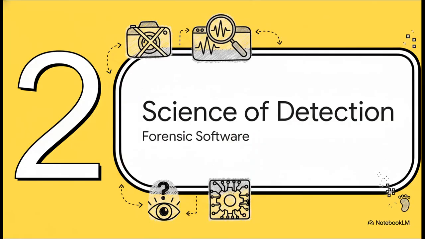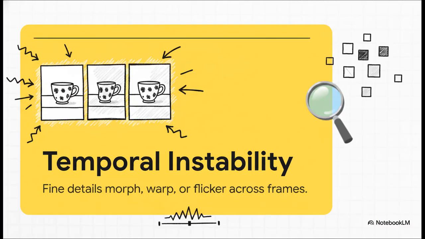All right, Part 2, the science of detection and forensic software. So what if the overall vibe isn't enough to give it away? How do we literally prove it's a fake? Well, we look for temporal instability. You see, the biggest weakness of current AI generation is object permanence. Because AI generates media by essentially drawing each and every frame from scratch, it's just turning noise into an image over and over again, it struggles to keep things completely still. If you scrub through the frames and really watch the fine details on static objects, you'll almost always see them morphing, warping, or flickering. It just can't keep the pixels perfectly aligned over time.